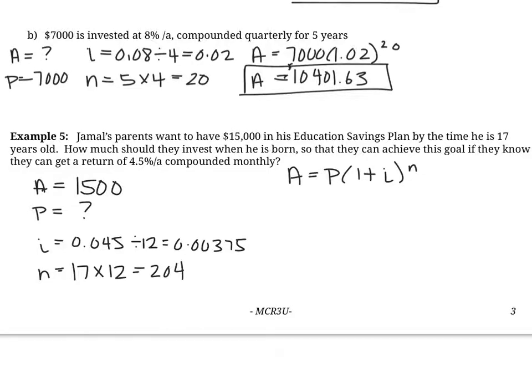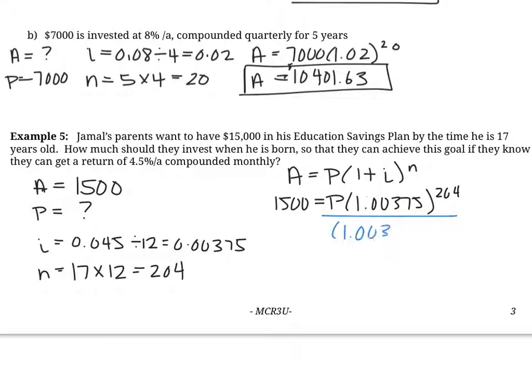So when we throw all this into our equation, we have 15,000 is equal to our P value times 1.00375 to the power of 204. We're going to divide by this 1.00375 to the power of 204, and divide on the other side.